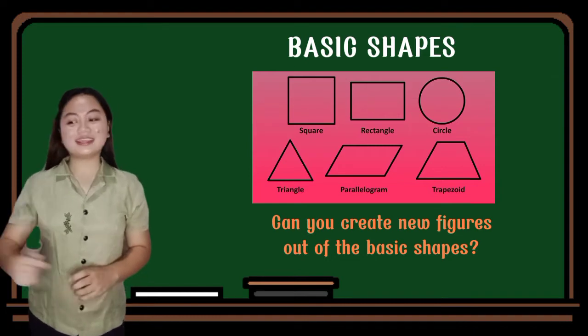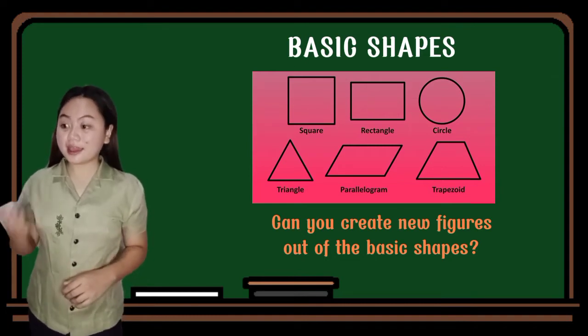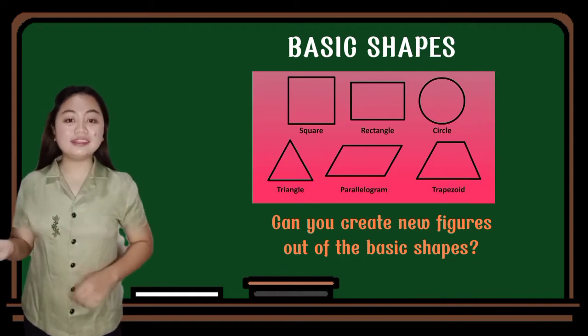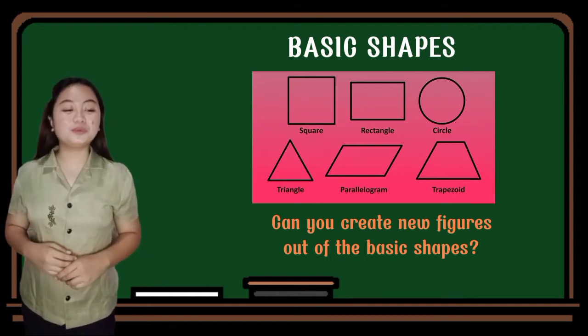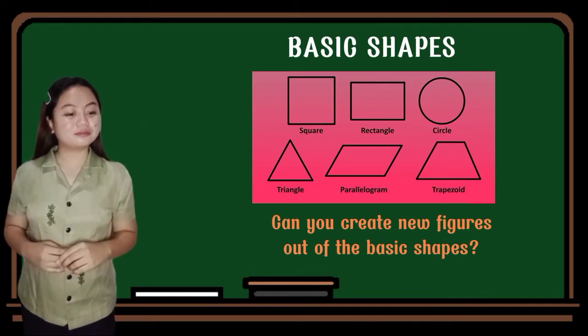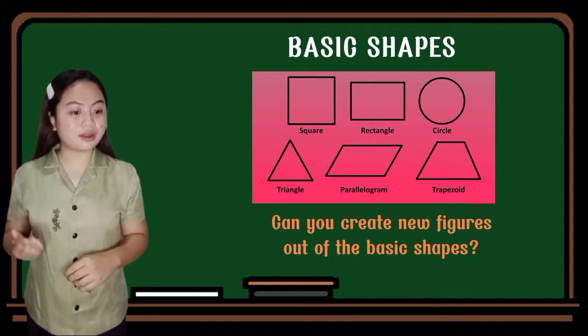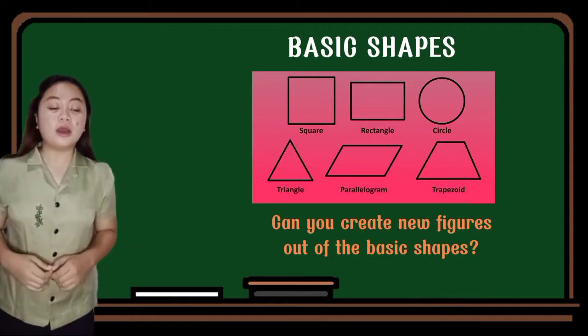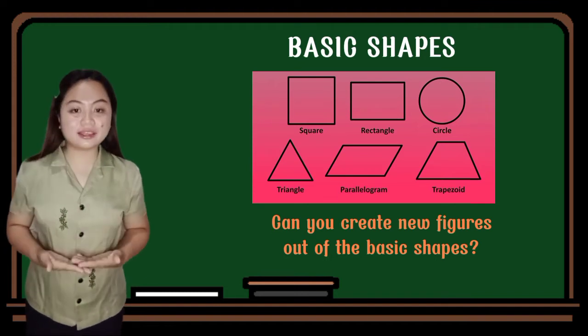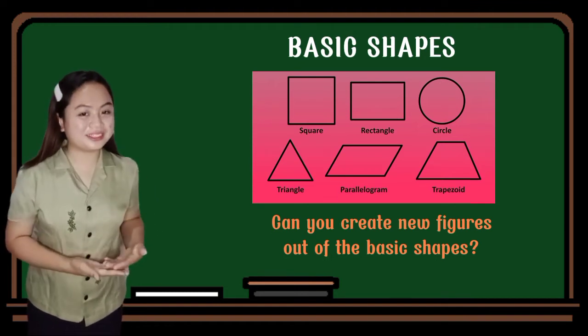Anyone? Yes, Adele? House, Mom. A house, very good. A house from a square and triangle. Very good. What about others? Yes, Lauren? A truck. Very good. A truck. That's nice. So, a truck from a square, rectangle, and semicircle.